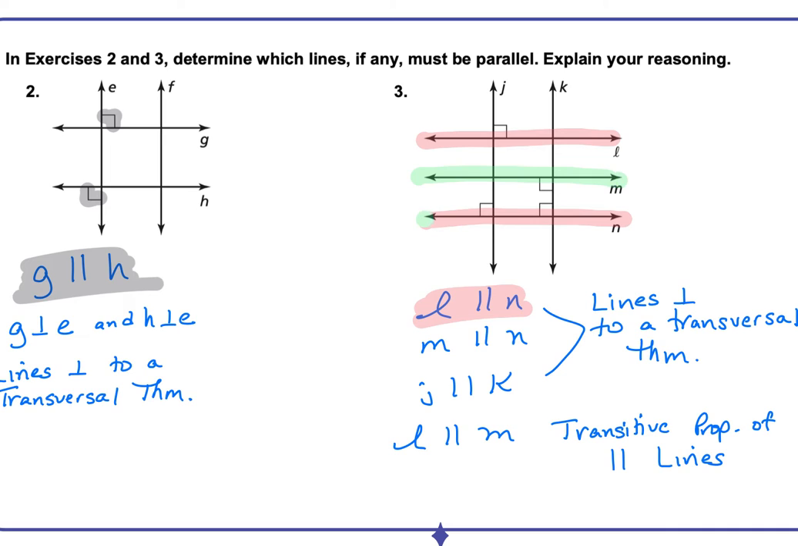M is parallel to N, and that is because either the consecutive interior angles are supplementary, or they are both perpendicular to K. You could have used either one. J is parallel to K. Again, because they are both perpendicular to the same line on the bottom, they're both perpendicular to N. And then because L is parallel to N and M is parallel to N, you can use the transitive property on parallel lines to link L with M. So all 4 pairs of those lines would have been parallel. Not congruent, parallel.